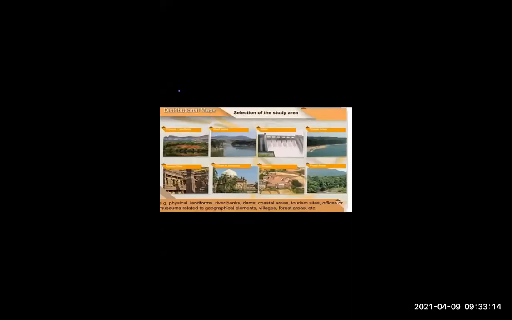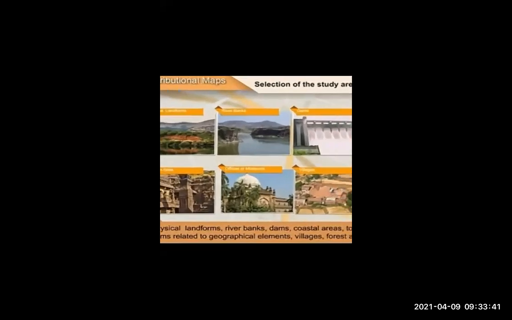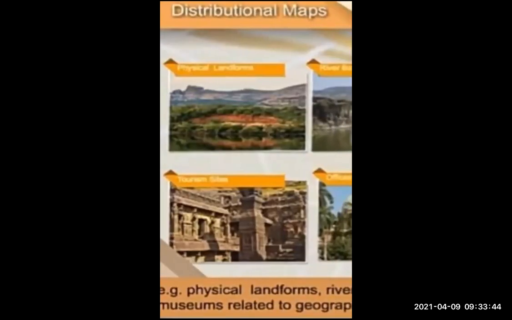So let's move to the field visit part. Whenever we are doing a field visit, first of all we select a study area where we want to visit. So the areas, like I have already given on the screen. Okay. So the first area you can visit for a field visit is physical landforms.